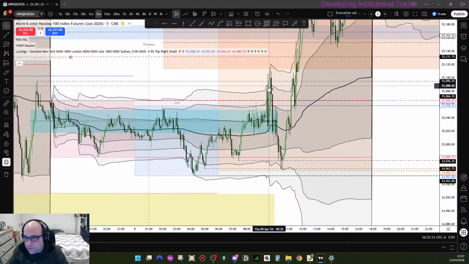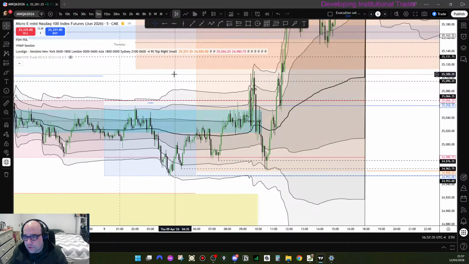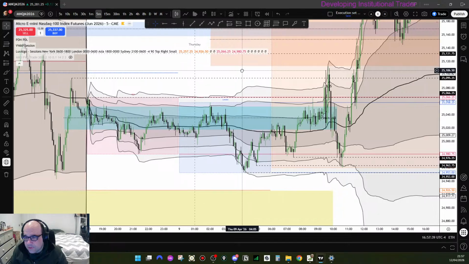During the New York session, we see that the New York high took the Asia high, but it failed to take the London low. The London low was here, it went very close, but it didn't actually break it. But these highs and lows of the sessions also work like magnets, like targets. So these are some of the liquidity zones I like to draw.